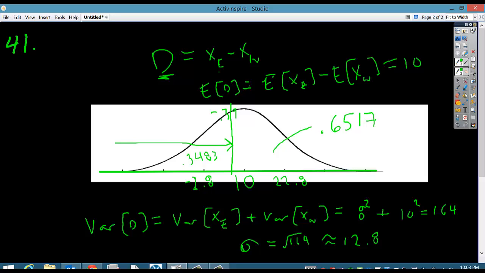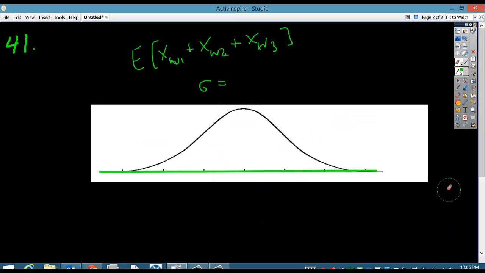Part C: 3 West State students at random. Find the probability that this group's average IQ is at least 125 points. Your first tendency might be to say, I've got 3 random variables and I'm adding them up and finding the expected value of that. But let me read this again. We select 3 West State students at random, and find the probability that this group's average IQ, in other words the average of these 3 people, is at least 125 points.